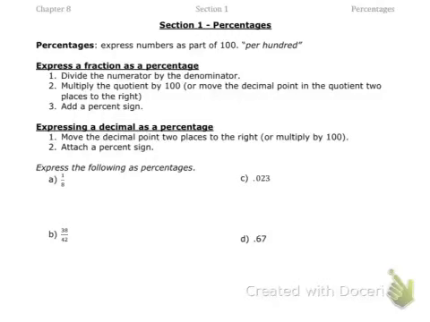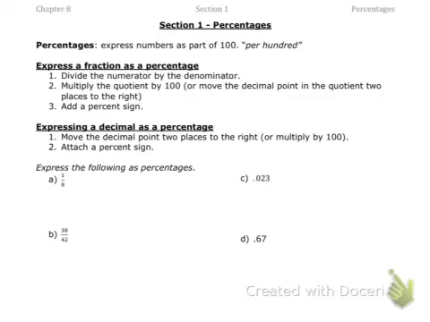We're going to be starting chapter 8 today, and in this first section we're going to be talking about percentages and converting percentages to decimals and decimals to percentages. So the first thing we want to do is define a percentage. This expresses numbers as part of 100. Percentage literally means per 100.